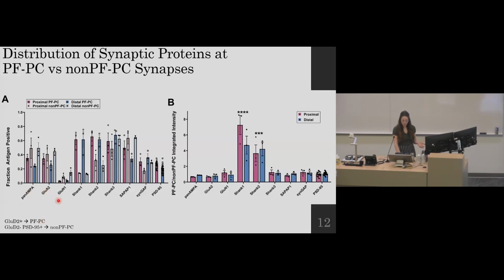And we can see in these images that, as in the previous images, pan-AMPA and GLUA2 were localized more to the non-parallel fiber to Purkinje cell synapses than to the parallel fiber to Purkinje cell synapses. And we can also see that SHANK1 and SHANK2 were localized far more at parallel fiber to Purkinje cell synapses, where SHANK3 showed a similar distribution across both synapse types. And the second panel here shows the fraction of parallel fiber to Purkinje cell to non-parallel fiber to Purkinje cell integrated intensity.